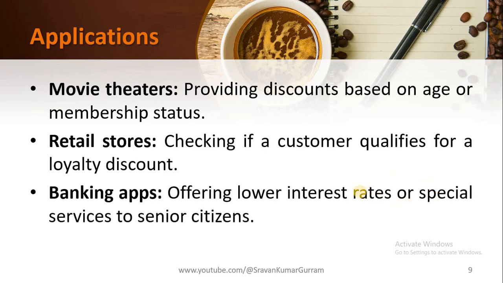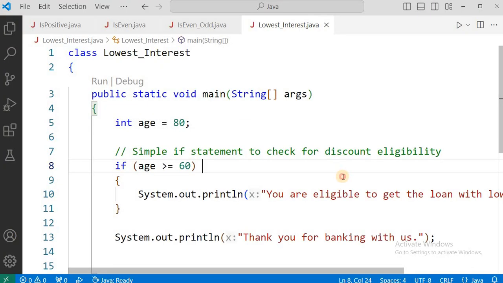Banking applications. For example, if you want to provide lowest interest rates to the senior citizens or special services to the senior citizens. For example, if the age of a person is greater than 60, then you can provide the discount to those people. So these are few of the cases where we use if statement in the real time. Let us see this code to understand how to implement if statement in the real time.